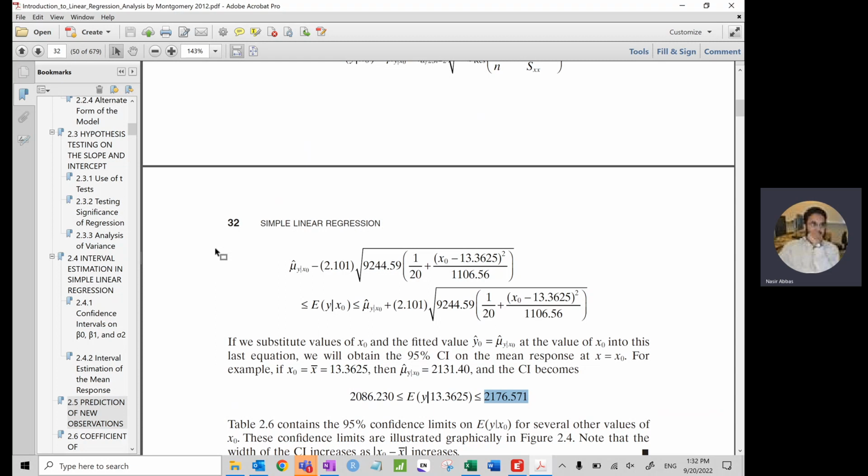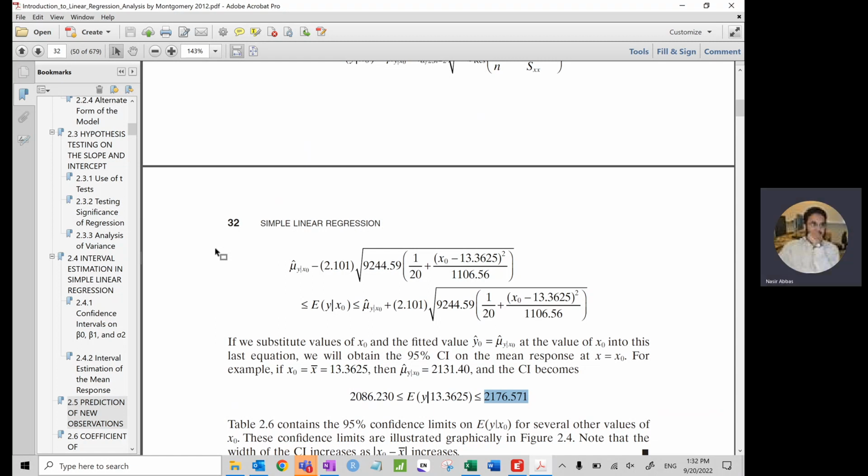How do we interpret this interval? The interpretation of this interval is that for all the propellants, now this is very important. In the next section, I'll be talking about the single propellant, but this section is about all the propellants whose age is 13 point something weeks. Now, the interpretation of this interval is that for all the propellants which are aged 13.3625 weeks, their mean strength is between 2086 and 2176 with a 95% confidence.